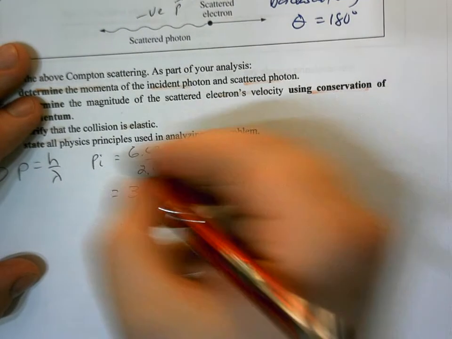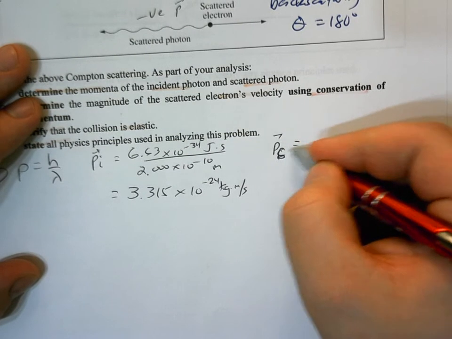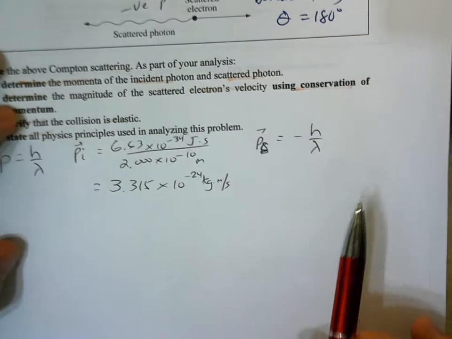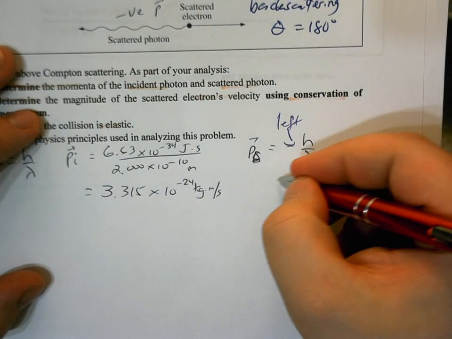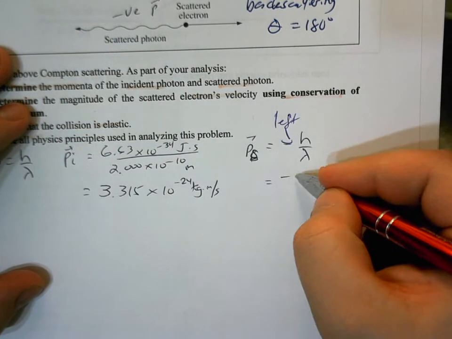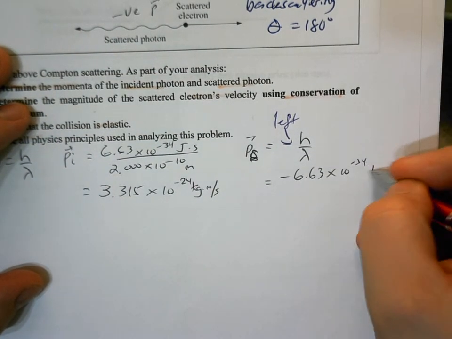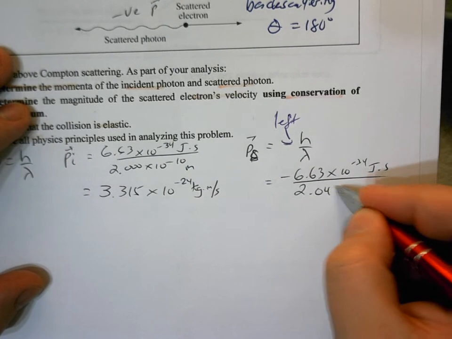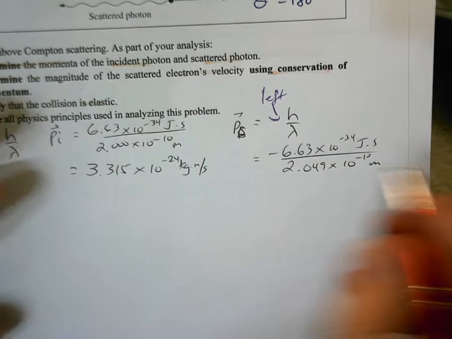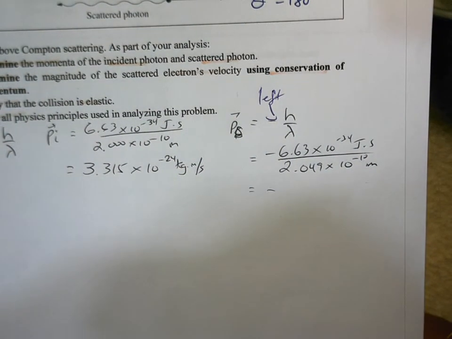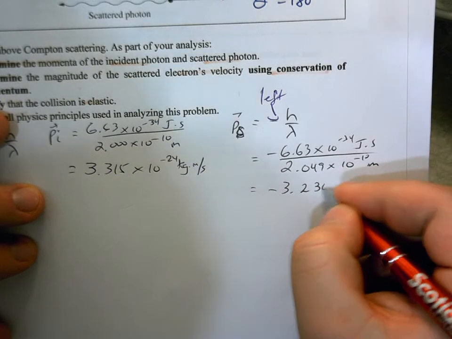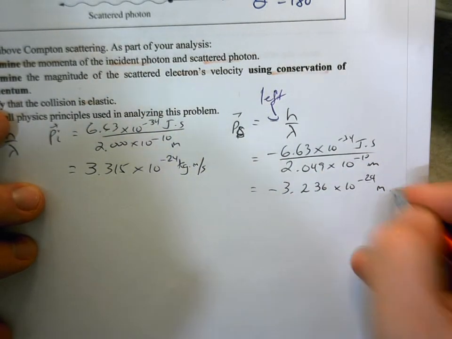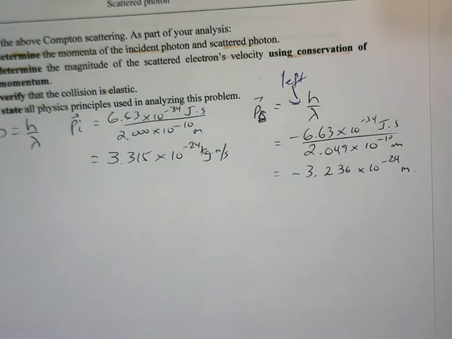So the scattered momentum is going to be negative h over lambda. I'm going to put the negative there again because it's going left. So this is going to give me negative 6.63 times 10 to the minus 34 joule seconds, over that 2.049 times 10 to the minus 10 meters. I'm going to get a negative value for my momentum, again expected because this is going to the left and we've called right positive. That's negative 3.236 times 10 to the minus 24 kilogram meters per second. All right, we have done our due diligence in getting the momenta.